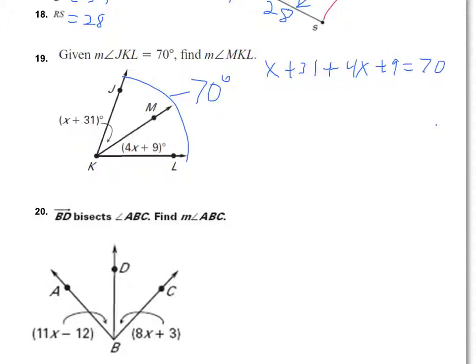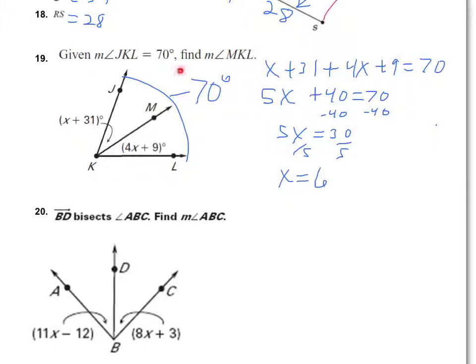All right, my X and 4X makes 5X. 31 and 9 makes 40. And I'm just solving this equation. I'll subtract 40 from both sides, so I get 5x equals 30. And then divide by 5, and x equals 6. Now you don't want to circle your answer here because you're not done.